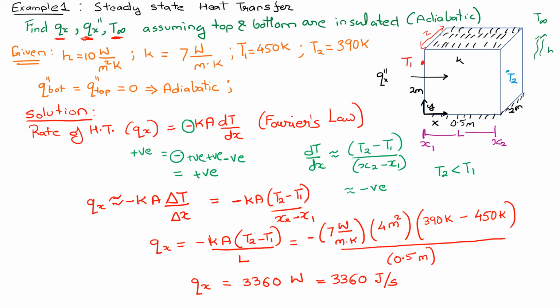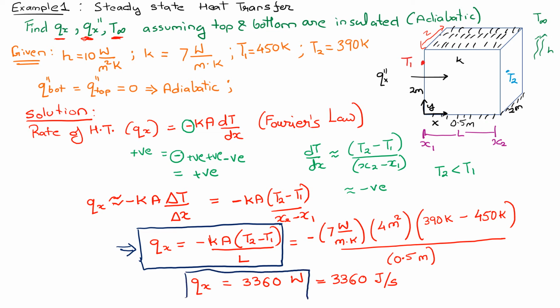So by approximating the Fourier's law, we got our formula as minus thermal conductivity times the area times (T2 minus T1) divided by the thickness. You can mark this as an important formula, and we got the heat transfer rate in the x direction as 3360 watts.